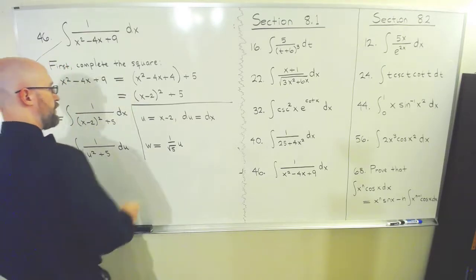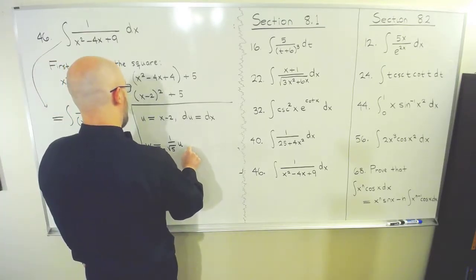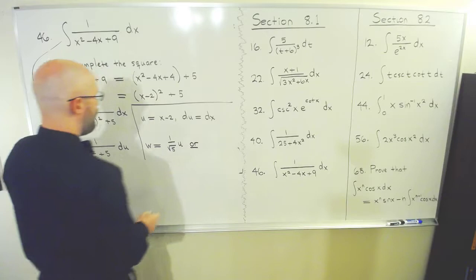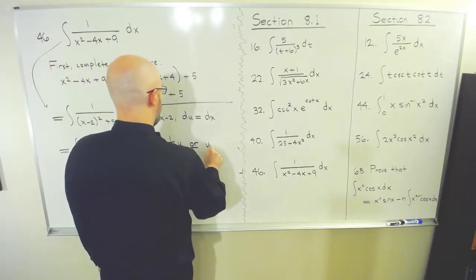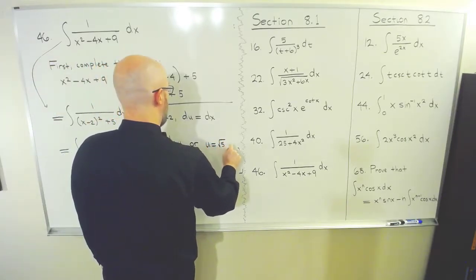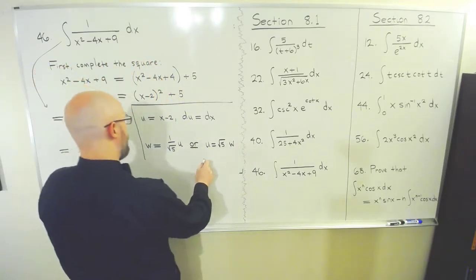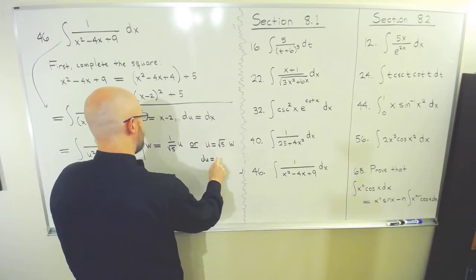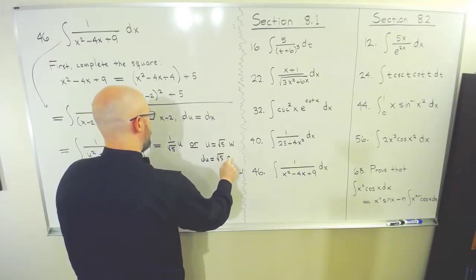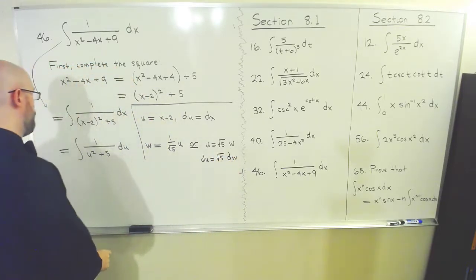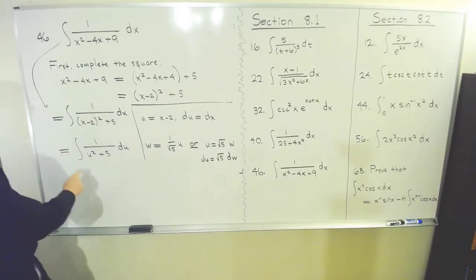Well, watch what happens. So another way I could write this, I could either write it that way, or I could say u equals square root of 5 times w. I could write it either way I like. Now, if I write it this way, then what I'm going to get is du equals square root of 5 dw. And then watch what happens when I substitute this in.